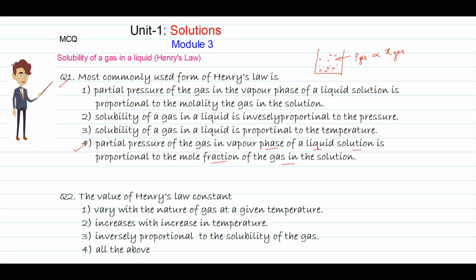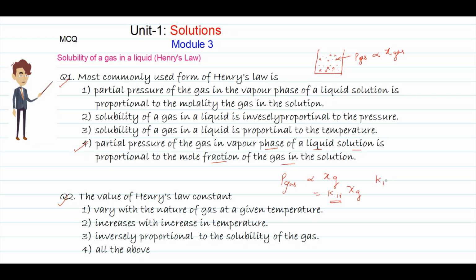Coming to question 2. The value of Henry's law constant. We have already seen the statement of Henry's law. According to Henry's law, partial pressure of gas is proportional to mole fraction of the gas in the solution, or equal to a constant into mole fraction of the gas. This constant is known as Henry's law constant, Kh.